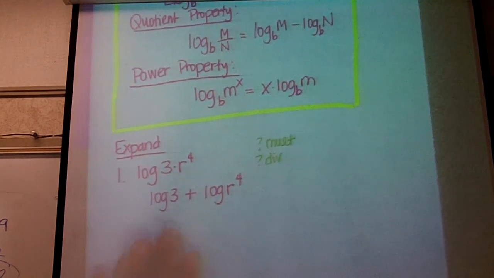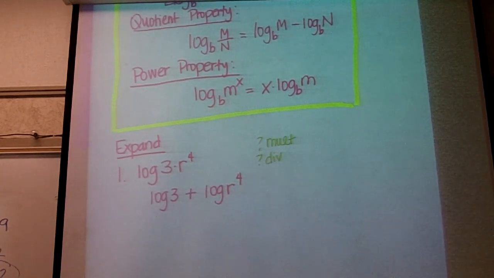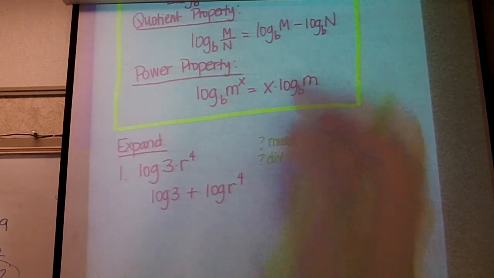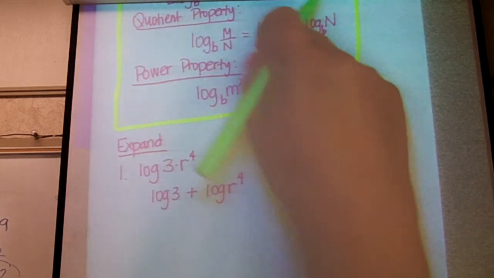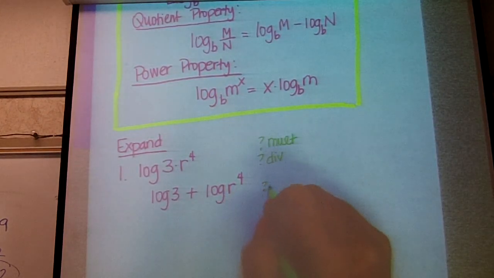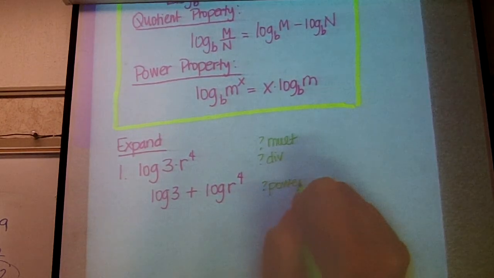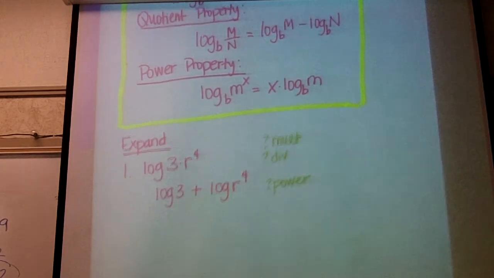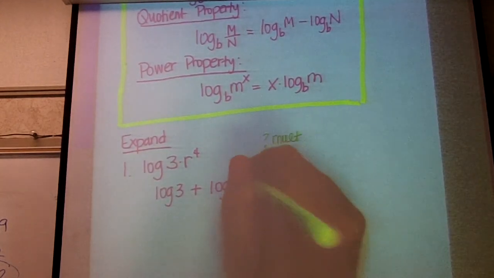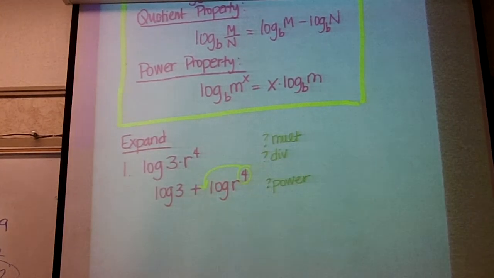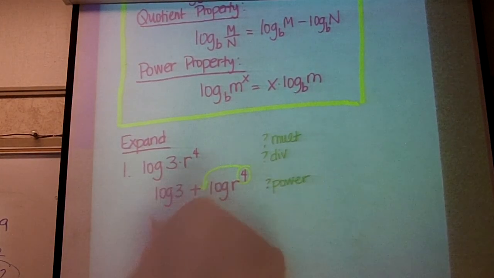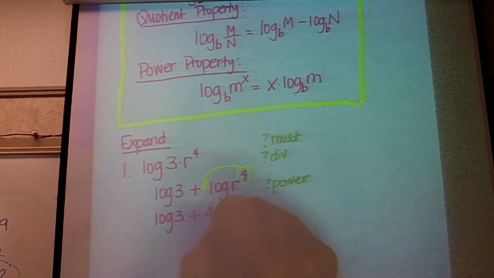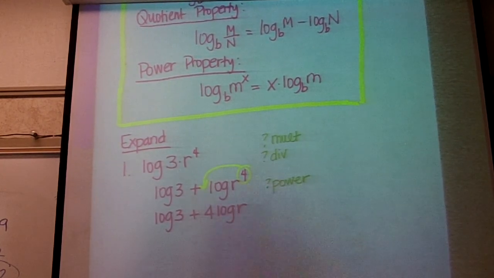So now I have this written out. The next thing you need to check to see, you've already dealt with if there's a quotient or a product. The next thing you need to ask yourself is, is there a power? And yes, there is right there. So this 4 comes down in front. That's how you use the power property. So it's a nice little coefficient here.